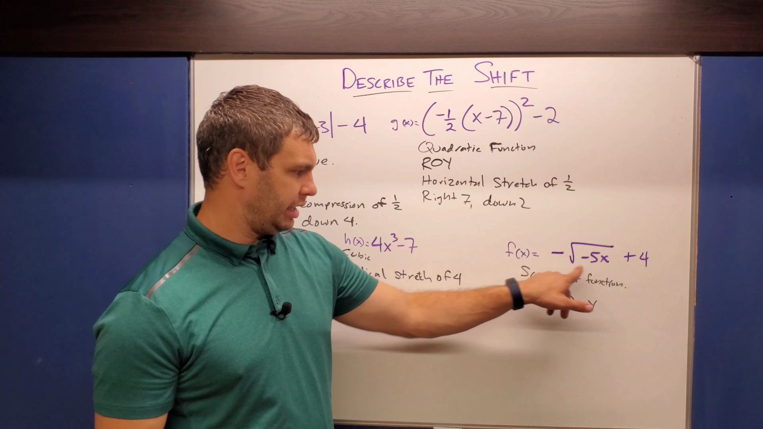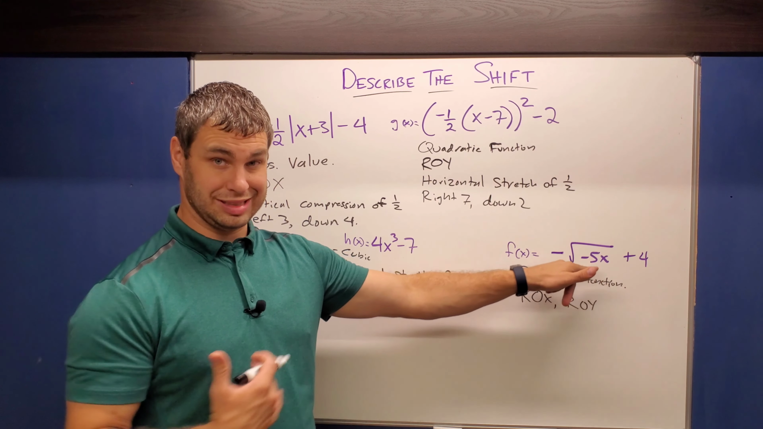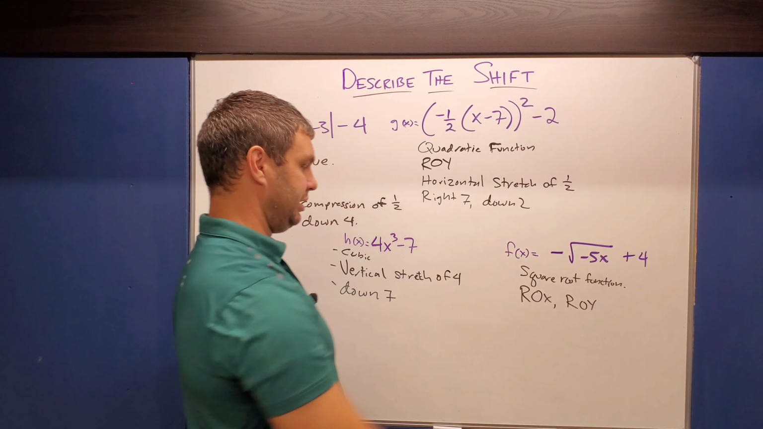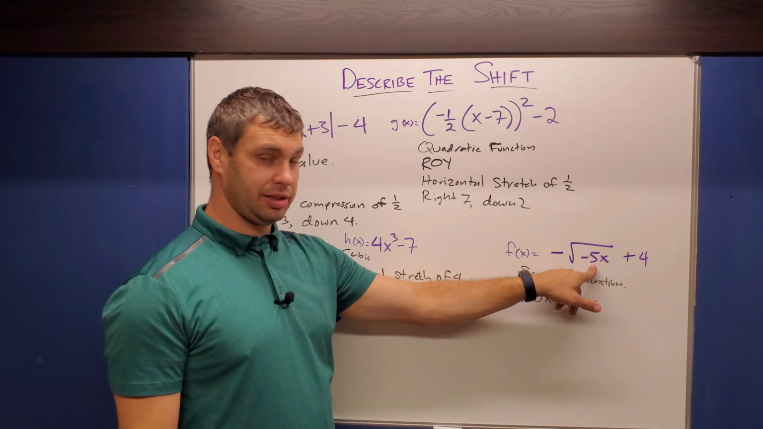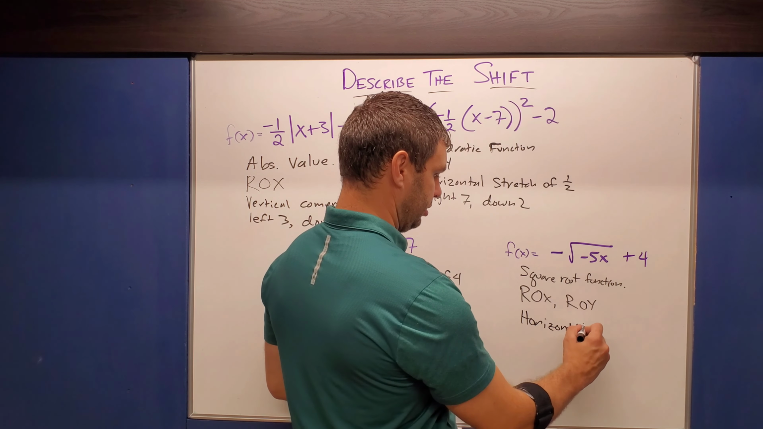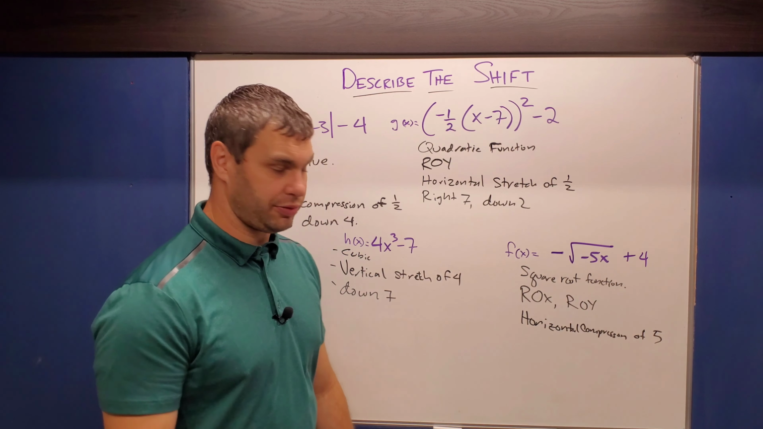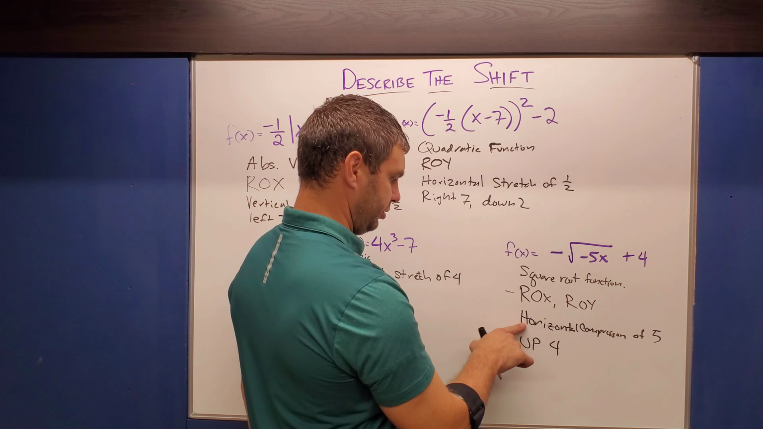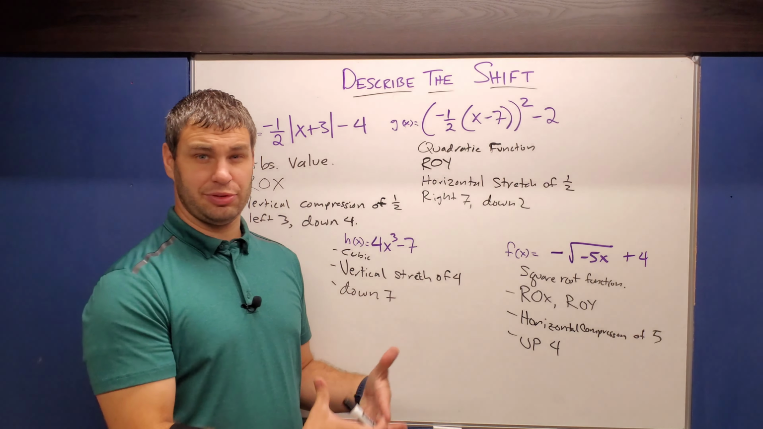Then the only other number, I guess there's 2. We have a 5 in here. That's on the inside, so it's going to affect this horizontally. This is going to be a horizontal compression of 5 because the number here is larger than 1. All right, remember, if it's smaller than 1 on the inside, it's a stretch. If it's bigger than 1 on the inside, like a 5, it is going to be a compression. So I'll say a horizontal compression of 5. And then the last number we have is just a +4. This is going to shift it up 4. So we'll say just up 4. So this one has 1, 2, 3, 4 different things, depending on how you count that. All right, that's how you describe the shiftings if you're given a graph like this.